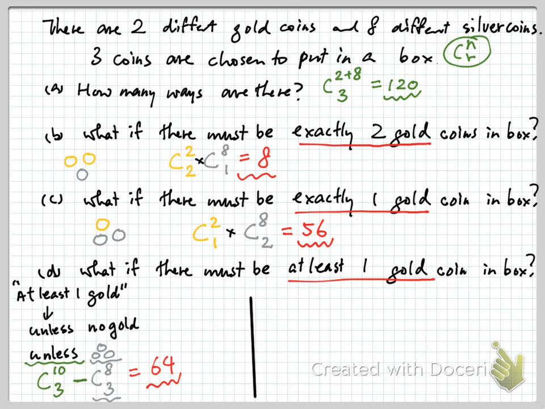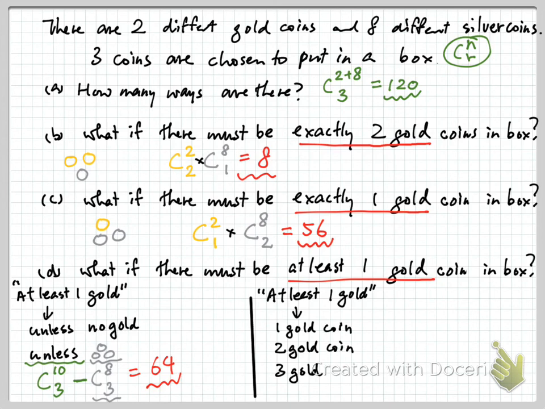Alternatively, there's another way to understand at least 1 gold. At least 1 gold means that there are 1 gold, 2 golds, or 3 gold coins. 1 gold coin means there are 2 silver coins. 2 gold coins means there is 1 silver. 3 gold means there's no silver. But you can never have 3 gold coins because there were only 2 gold coins.